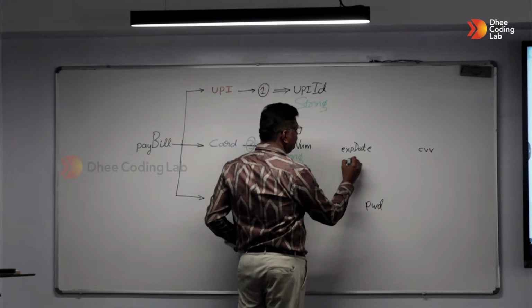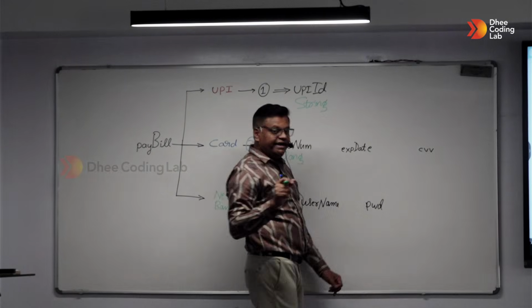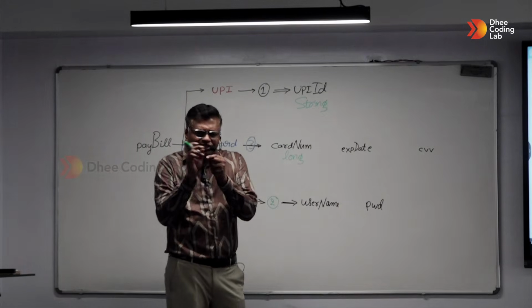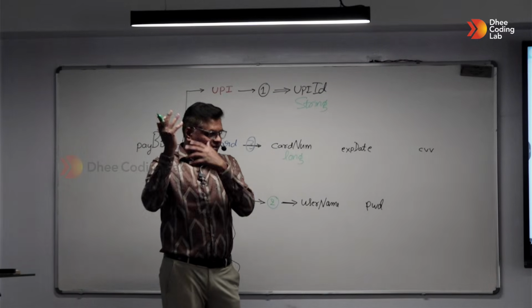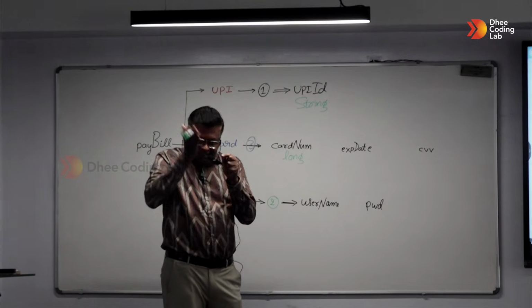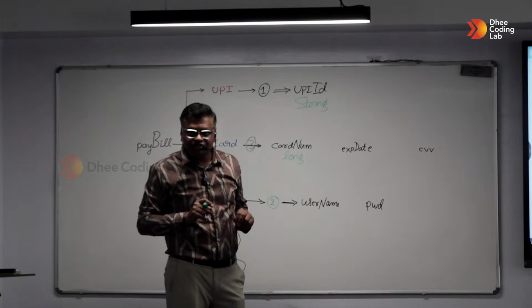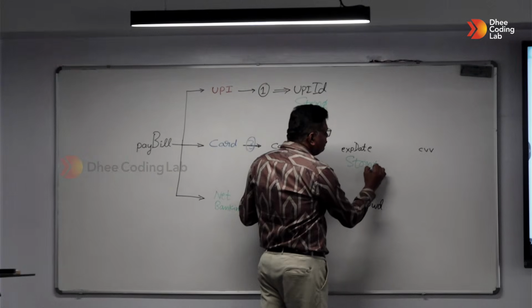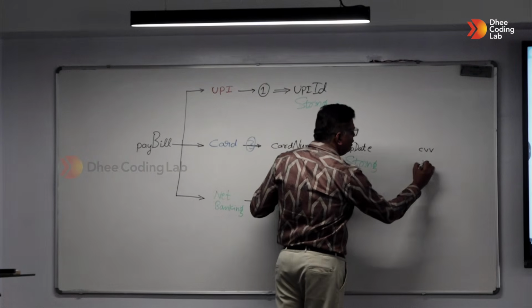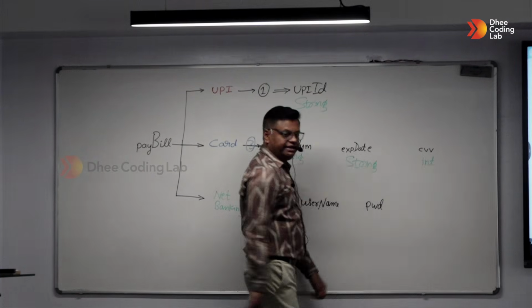Expiry date? On the card, what is the expiry date? Let's say 05/29, 06/30. Since there is a slash involved, can I consider it as a string? Okay, expiry date is string. And the CVV is a 3-digit number. I'm going to consider it as integer.